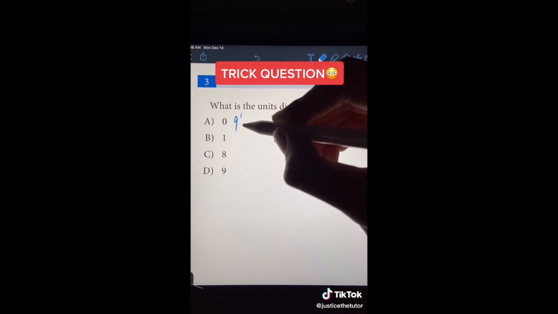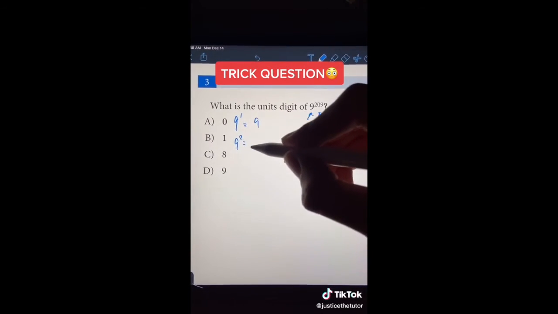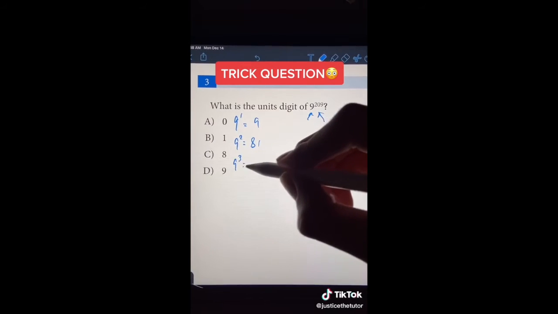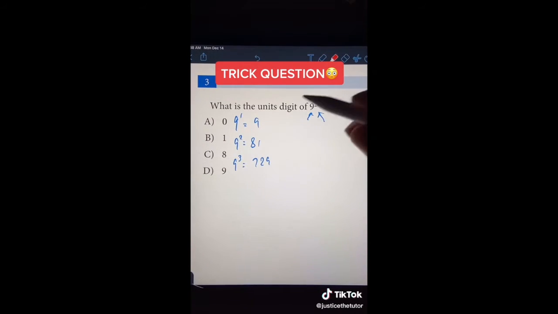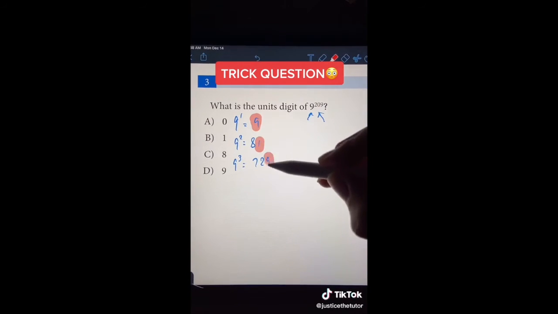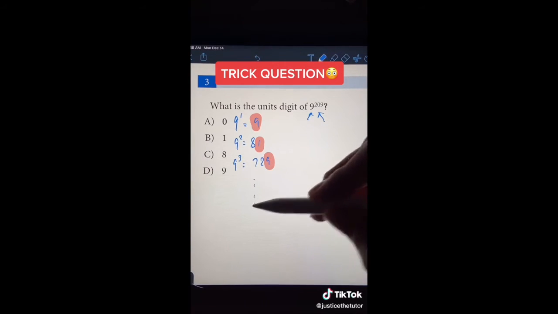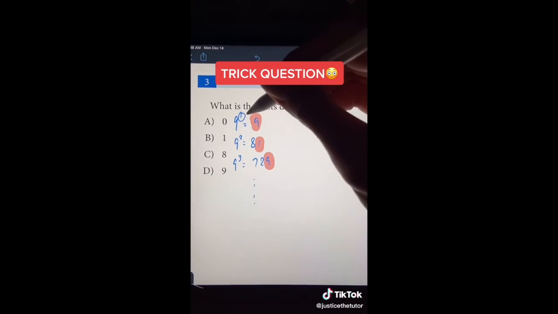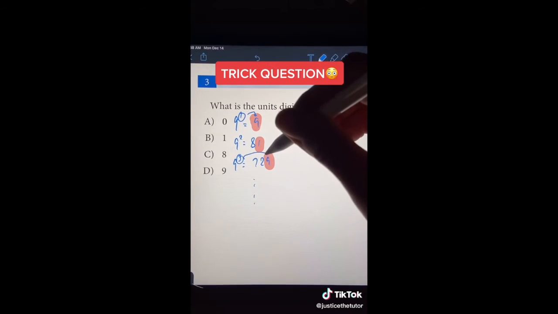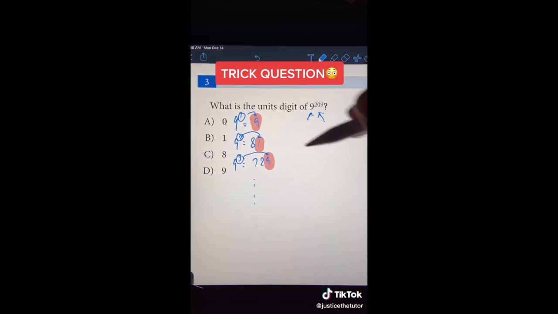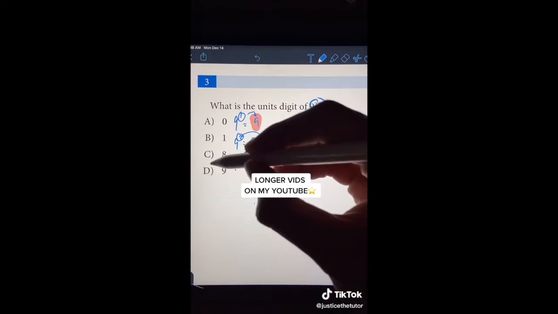So 9 to the 1 power is just 9. 9 squared is just 81. 9 to the 3rd power is just 729. And as you can see in the units digit, it goes from 9 to 1 to 9, and then it repeats like that forever. Okay? And as you can see, whenever we have an odd number, it goes to a 9. And every time we have an even power, it goes to a 1. Since 209 is an odd number, that means that it's going to end in a 9, which means the answer is D.